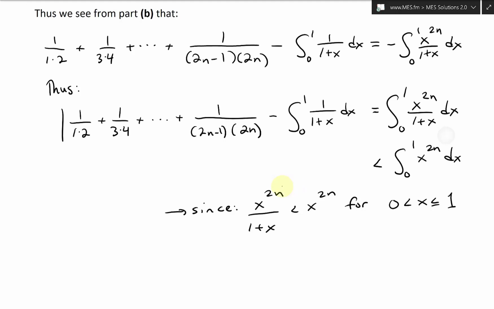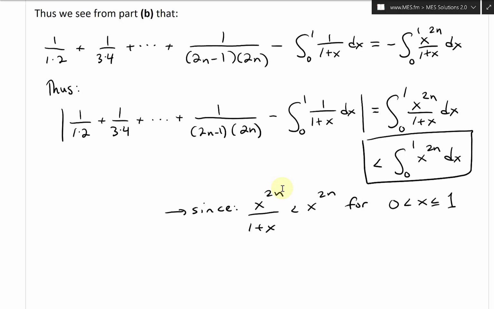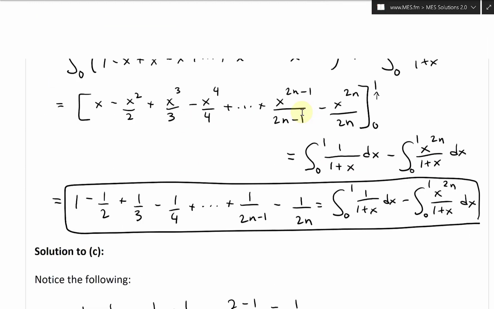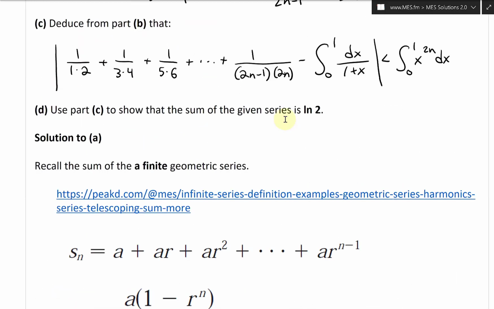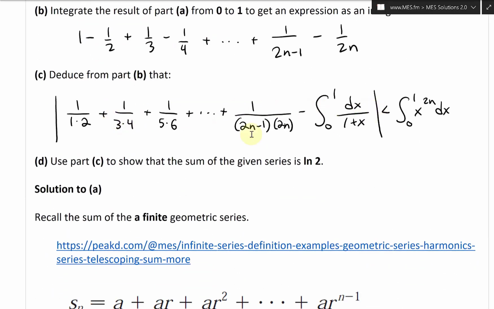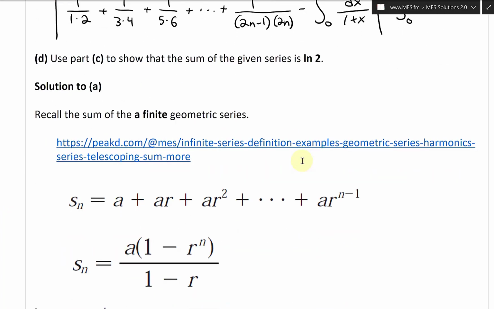I'm going to move this absolute value higher and box this out. And let's take a look at that question C again. The integral from 0 to 1 of x to the 2n dx, and this is a whole setup like that. And that is exactly what we were asked to show right here: the integral from 0 to 1 of x to the 2n dx. And then part D says use part C to show that the sum of the given series is ln of 2.